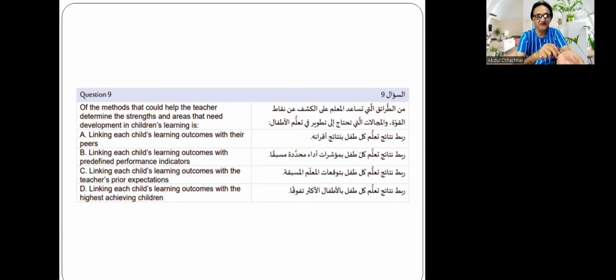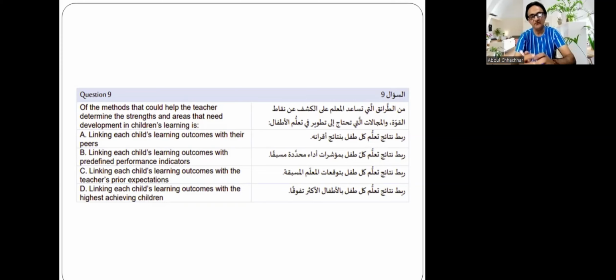Of the methods that could help the teacher determine the strengths and areas that need development in the children's learning. Okay, what methods are going to help to identify the weaknesses and strengths? Of course, we do these methods during inspections. Okay, every day we do it in the classroom.